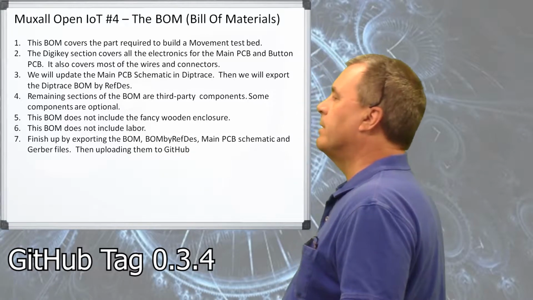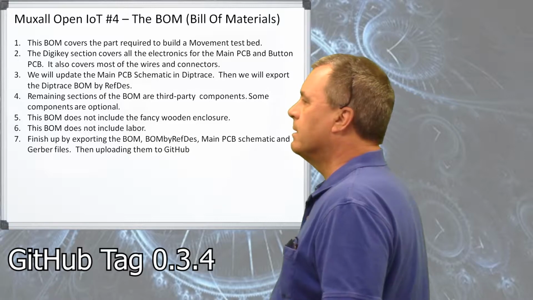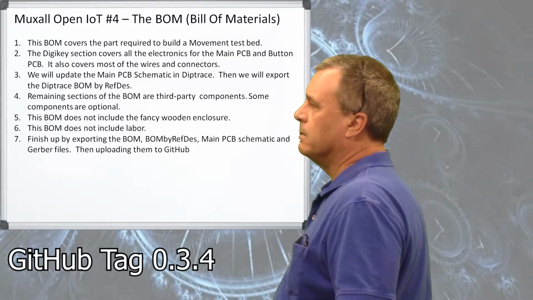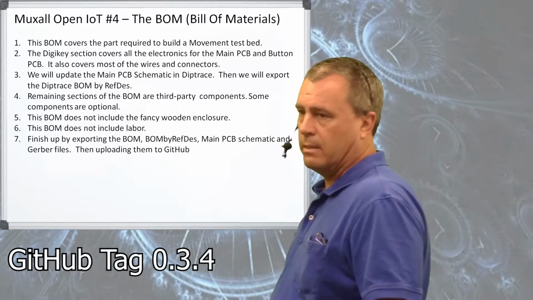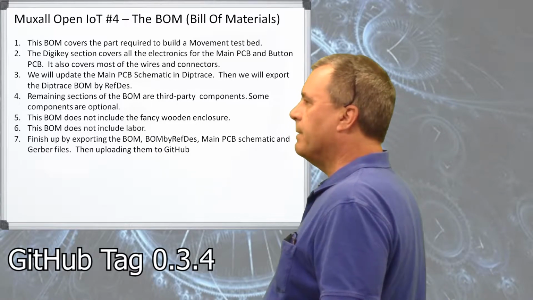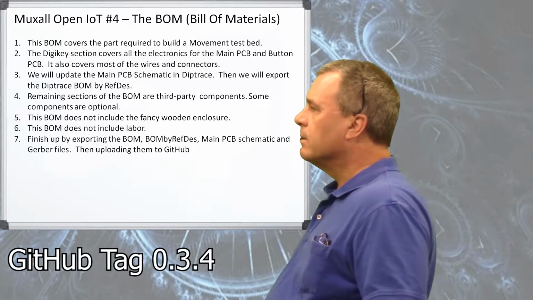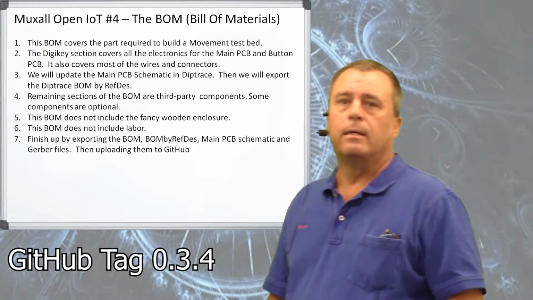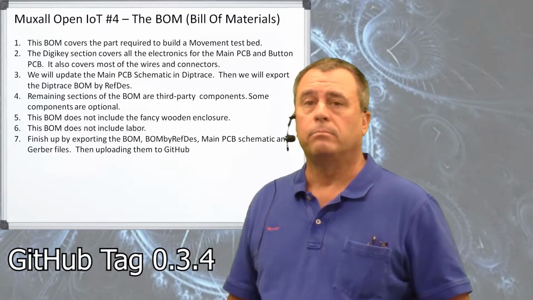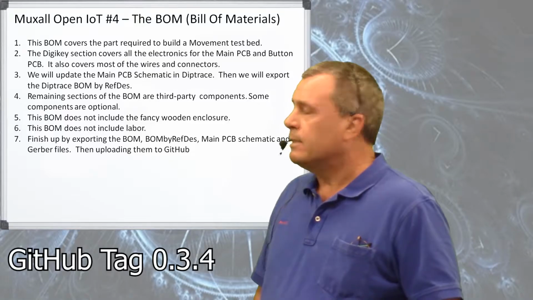Okay, the last thing we're going to do is finish up by exporting the bill of materials by RefDes that we exported from DipTrace, the main PCB schematic, and the Gerber files, and we're going to upload them to GitHub so you guys can download them and check them out. So that's about it. Let's get started.